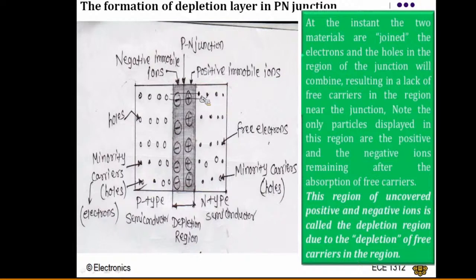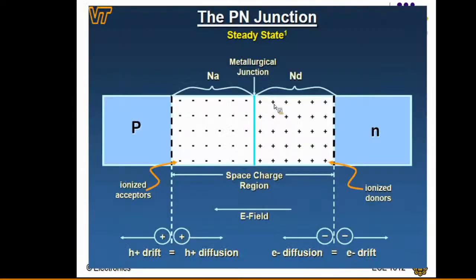Now that is the no bias condition. Under the no bias condition, a simple depletion region is going to be formed. In this depletion region, there are no charge carriers present. Only the immobile ions are present here. This is just me combining a p type and n type material.